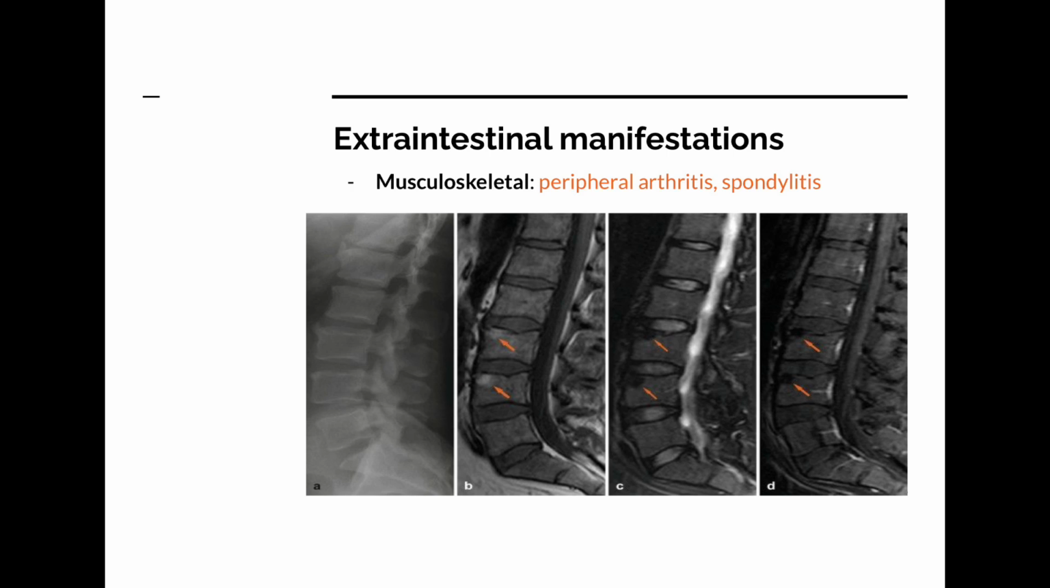It can also form crypt abscesses, but there are no granulomas. A variety of systems in the body are also affected by inflammatory bowel diseases. In the musculoskeletal, IBD results in peripheral arthritis and spondylitis. In the X-ray on the left, you can see the bony spurs, a sign of spondylitis, and on the MRI, you can see the signs of inflammation of vertebra at the orange arrows.